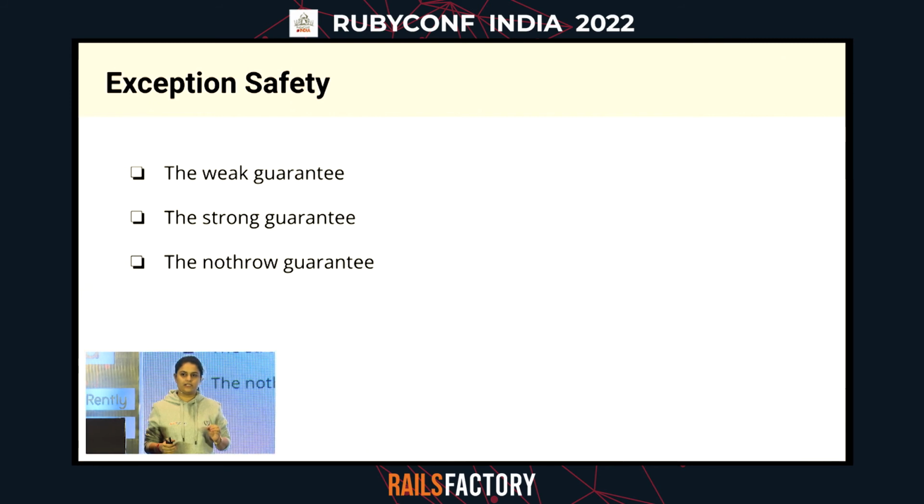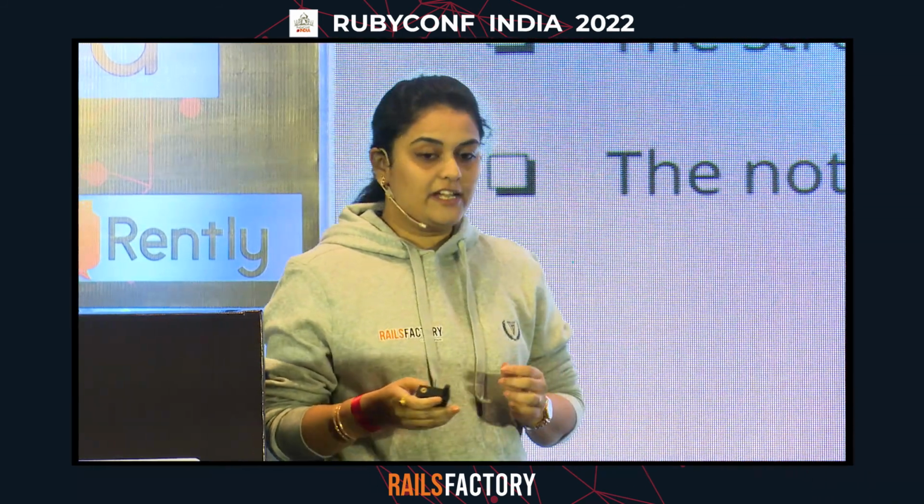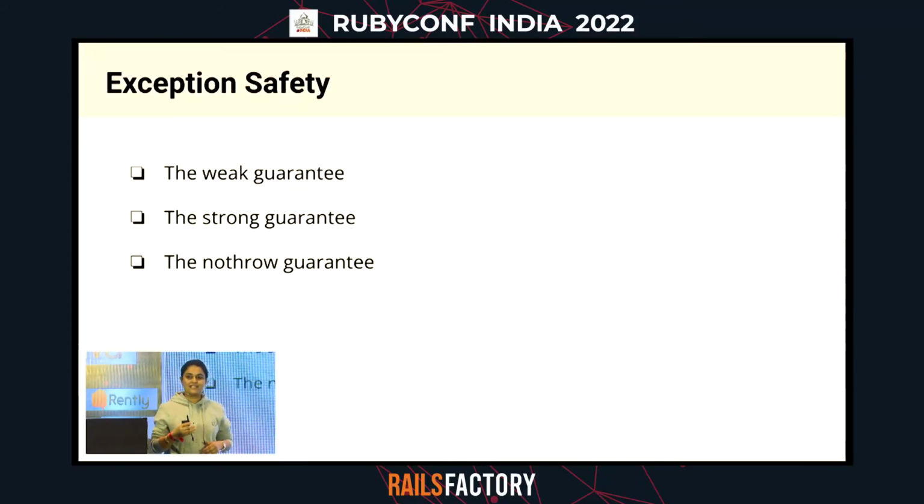The weak guarantee. If an exception has been raised, the object will be left in a consistent state. The strong guarantee. If the exception has been raised, the object will be rolled back to its beginning state. The no-throw guarantee. No exceptions will be raised. It will be handled internally. If your critical method is not giving any of these 3 guarantees, then it means that your critical method is prone to failures.